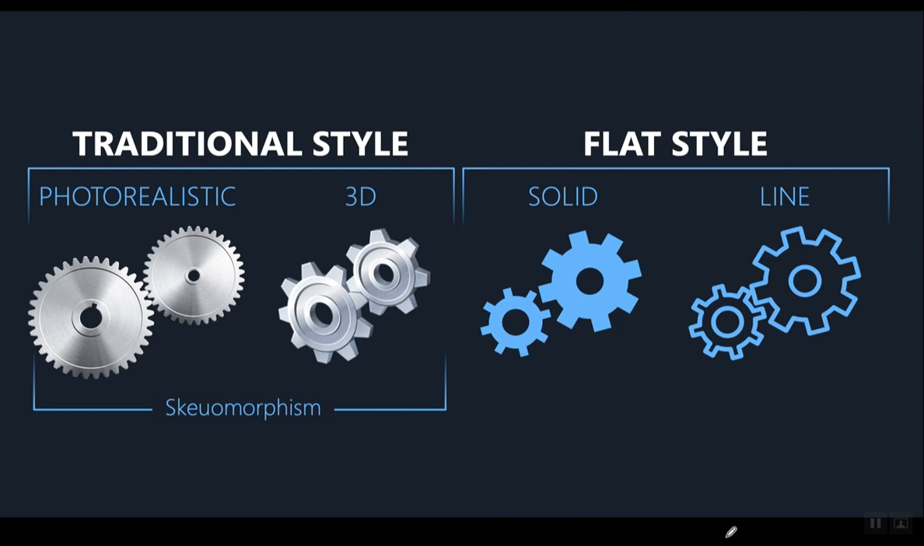Keep that in mind. For example, someone that knows what they're doing will be able to tell you, like, hey, what style of graphic do you want? Do you want something traditional? Or do you want something that's going to be in the flat style? Now, back in the day, if you could make something that was photorealistic or 3D, which is also called skeuomorphism, which means it kind of looks like reality, you were the bee's knees. You were amazing. And then came the advent of the smartphone.